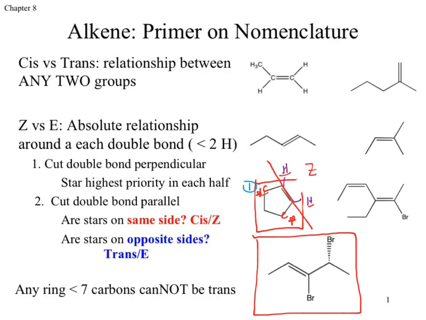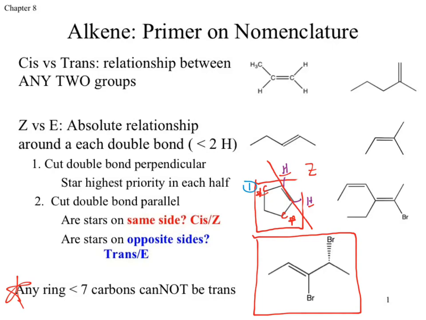So we're going to add one little wrinkle to this. Look at the very bottom. What does it say? Any ring less than 7 carbons cannot be trans. Okay? If we have a trans configuration, there's no way that we can actually get the carbon chain to loop back around and connect if we have less than 7 carbons in this ring structure. Okay? So while we may have identified this one as Z or cis, that's true, it is, but could it ever possibly be trans or E?